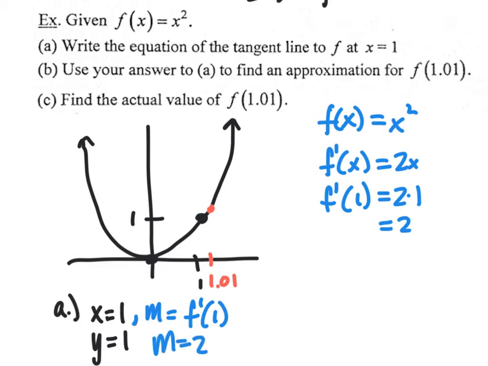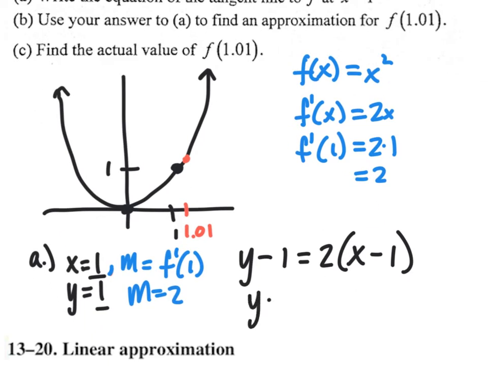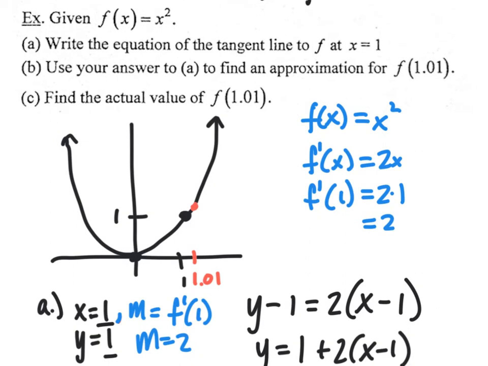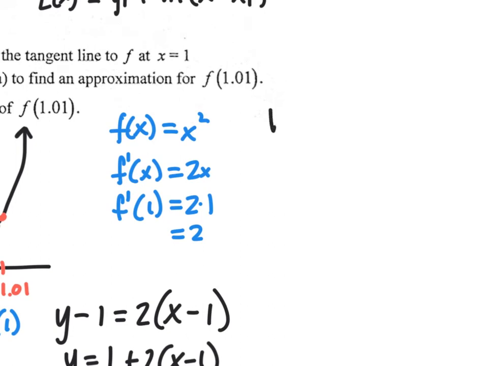Now, if I write an equation of the tangent line, I'm going to use point slope form. I'm going to say y minus y sub 1, which is 1, is equal to our slope 2 times x minus x sub 1, which is our x value of 1. If I solve this for y, I get y is equal to 1 plus 2 times the quantity x minus 1. And so the idea now is that I want to use my answer to find an approximation for f of 1.1. So in part B, I just want to approximate f of 1.01.